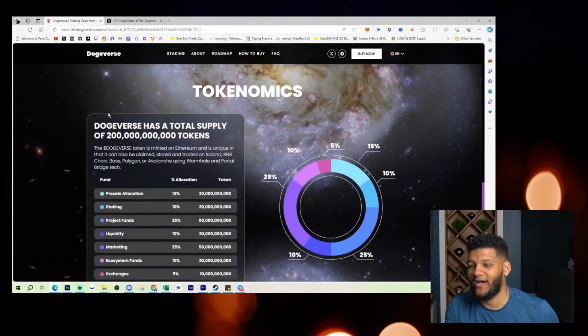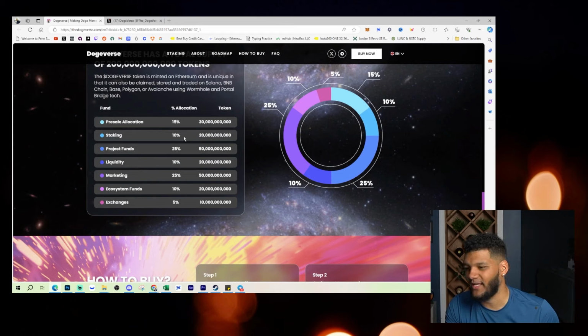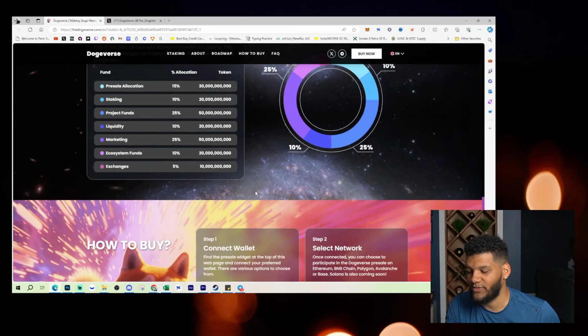Tokenomics to this project. Dogeverse has a total supply of 200 billion. The Dogeverse token is minted on Ethereum and is unique in that it can also be claimed, stored and traded on Solana, BNB chain, Base, Polygon, and Avalanche using Wormhole and Portal Bridge tech. You have the presale, that's 15%, staking, that's 10%, project funds, that's 25%, liquidity, that is 10%, marketing, that's 25%, ecosystem funds, that are 10%, and 5% for exchanges. So you have it fully broken down there.